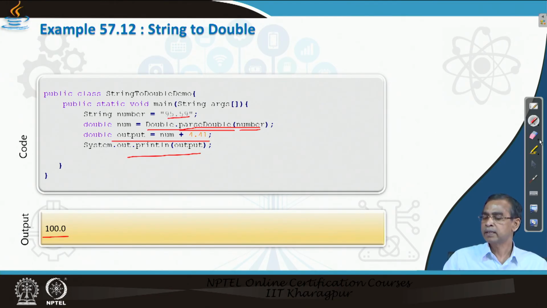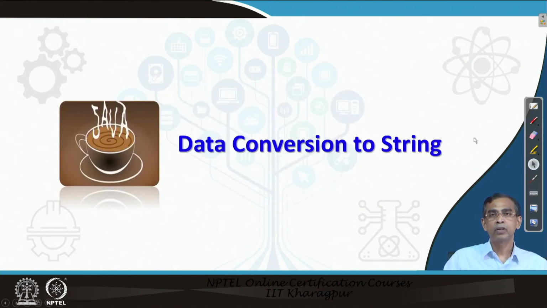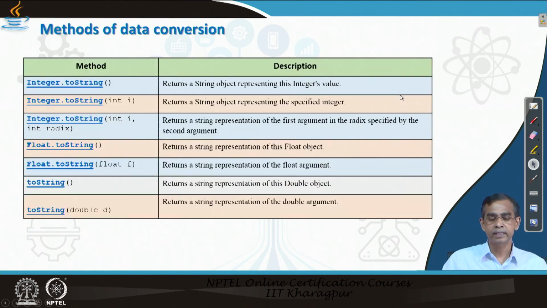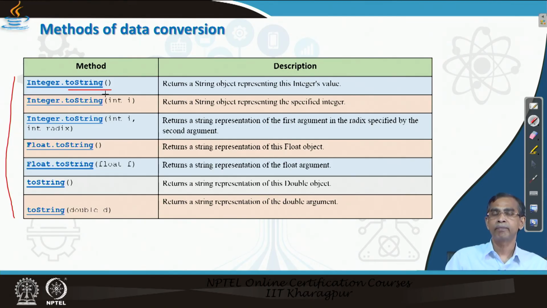The opposite way of conversion is also possible. So it is basically data to string, where data can be converted to a string type. Now let us see the different methods in this direction. These are the different methods which you can call, and the method is basically toString. toString is a very important method which is defined to convert everything into the form of a string.